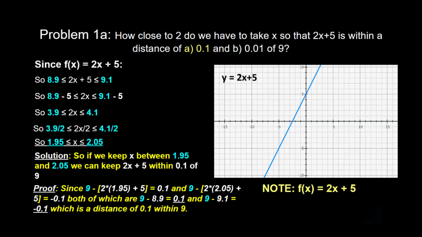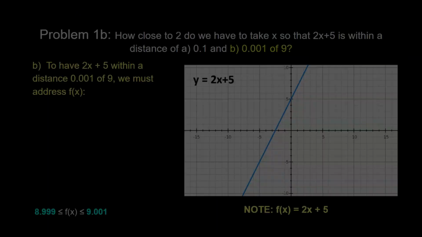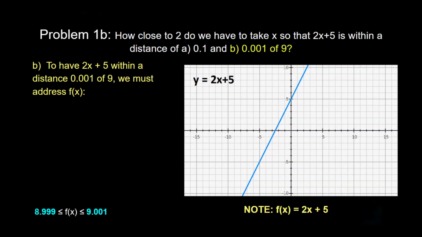Now for part B, it's essentially the same thing. So part B, basically the problem says how close to 2 do we have to take x so that 2x plus 5 is within a distance of, in this case B, 0.001 of 9. So for part B, we're essentially doing the same thing. If we look over to the left, it says to have 2x plus 5 within a distance of 0.001 of 9, we must address f of x.